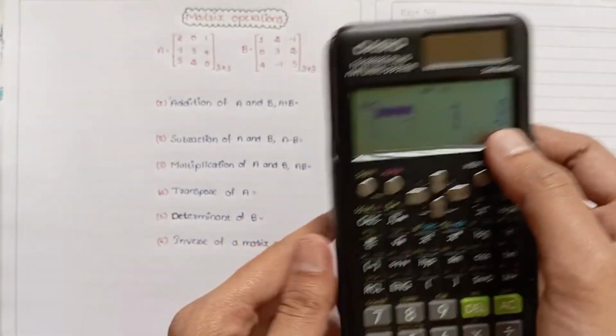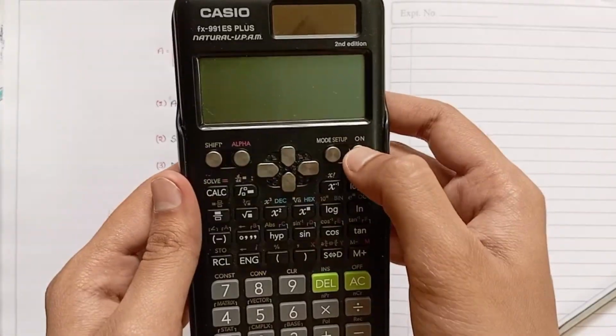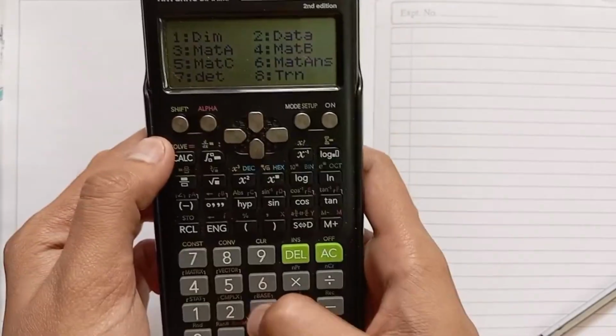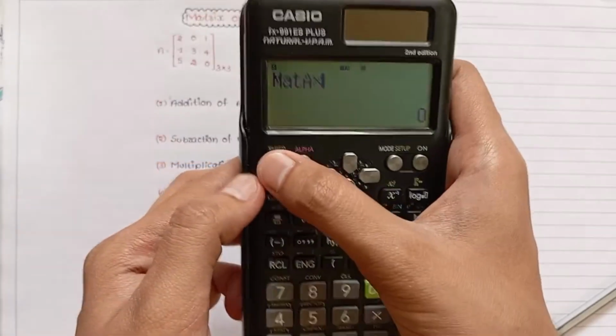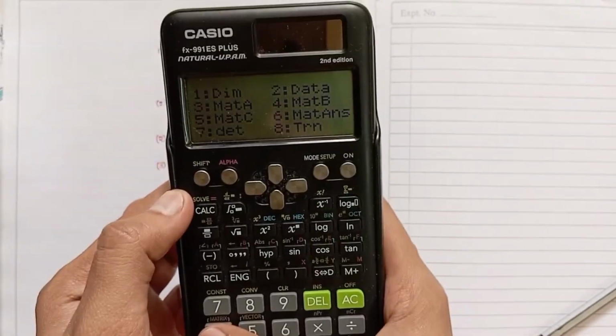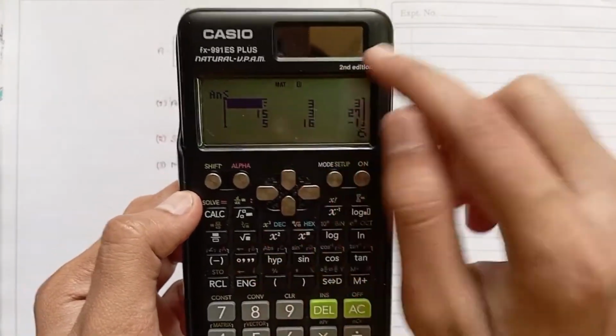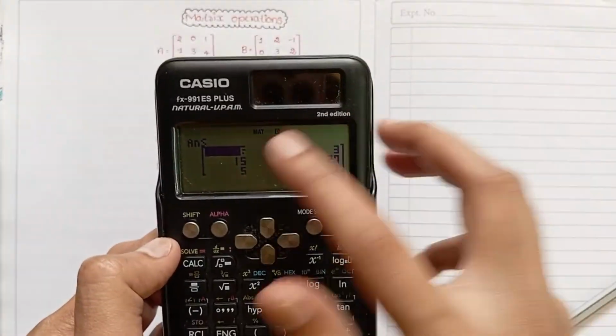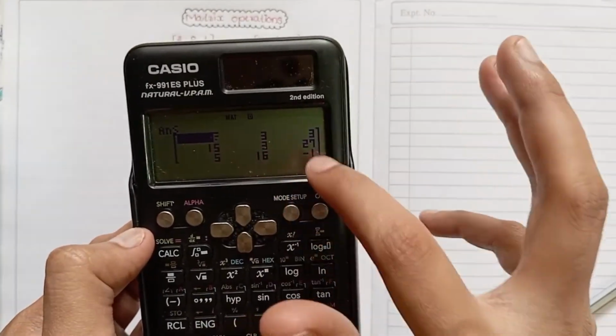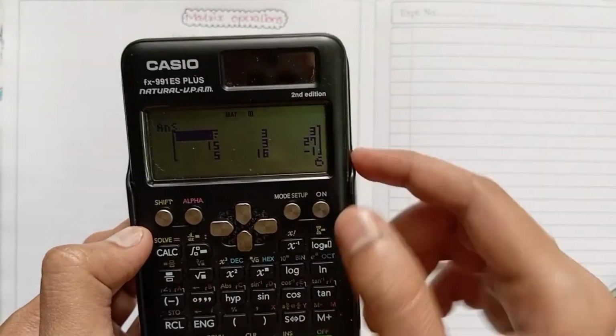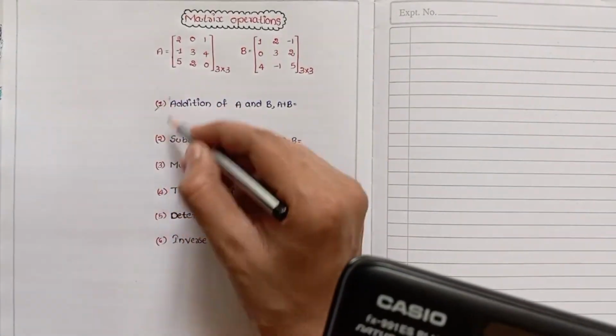Okay, now we will perform multiplication operation. Shift 4, select mat A, into, and again shift 4, select mat B. Okay, this is the multiplication of A and B: 6 3 3, 15 3 27, 5 16 minus 1. Okay, three operations are finished.